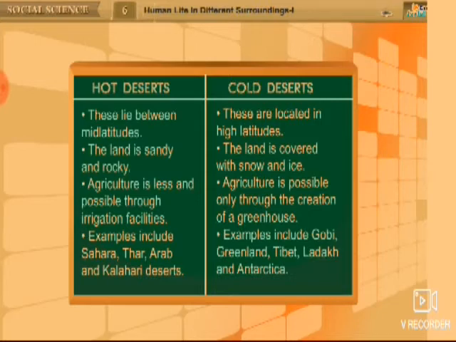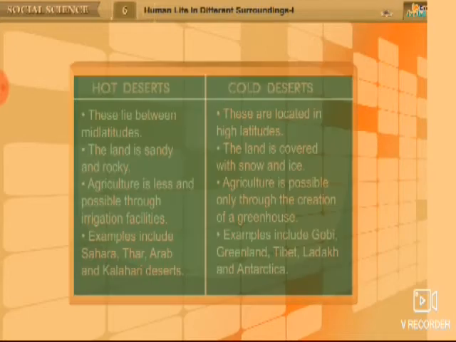Hot deserts. Agriculture is less and possible through irrigation facilities. Cold deserts. Agriculture is possible only through the creation of a greenhouse. Hot deserts. Examples include Sahara, Thar, Arab and Kalahari deserts. Cold deserts. Examples include Gobi, Greenland, Tibet, Ladakh and Antarctica.